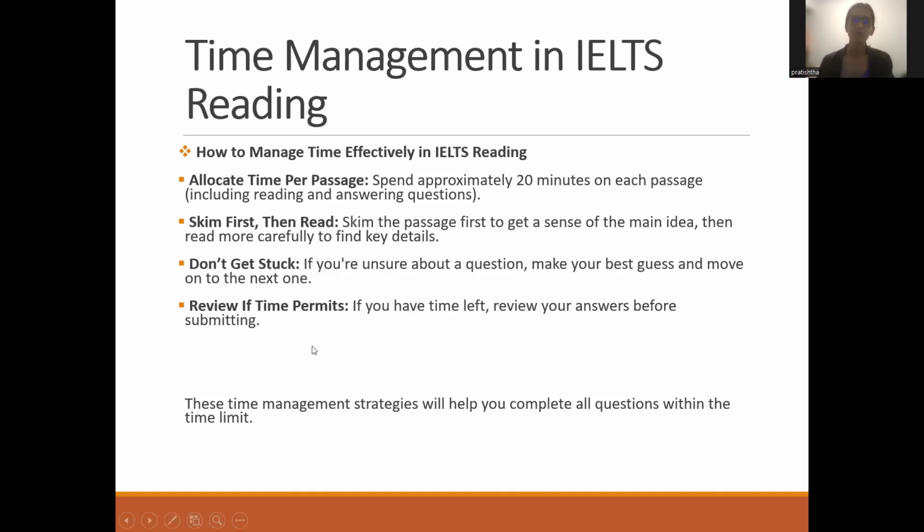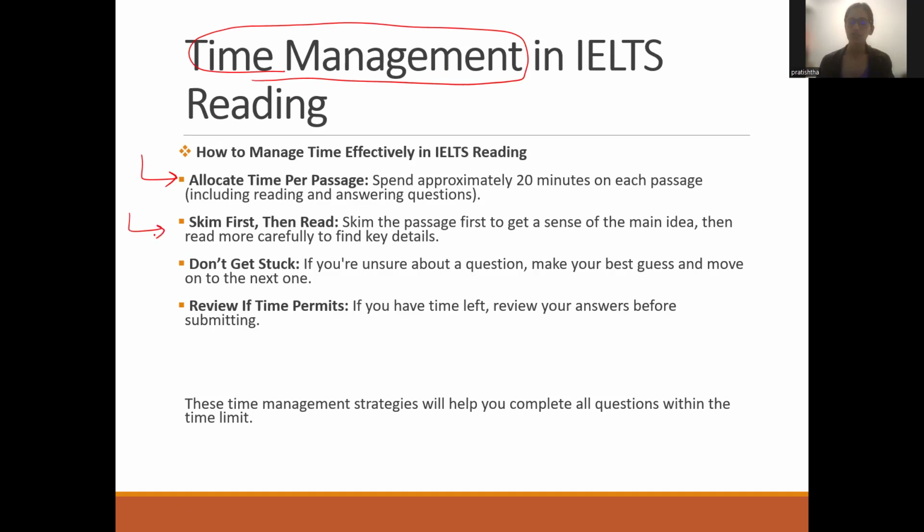But before we go, we need to see that there is time management, which is one of the biggest things when it comes to reading. So time management is super important. Again, I have already talked about this, but allocate only 20 minutes per passage, right? Do not go beyond it. If you feel you're going beyond, leave it, move to the next one, try to complete that. Then whatever time you have left, come back and try to give your best judgment.